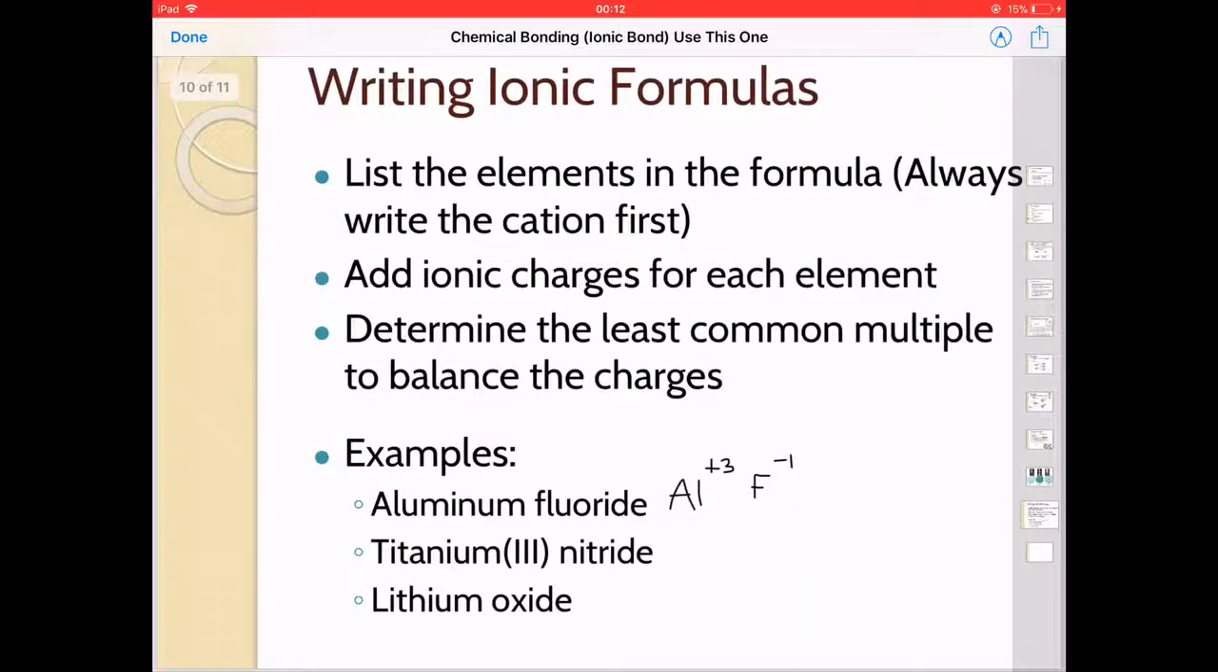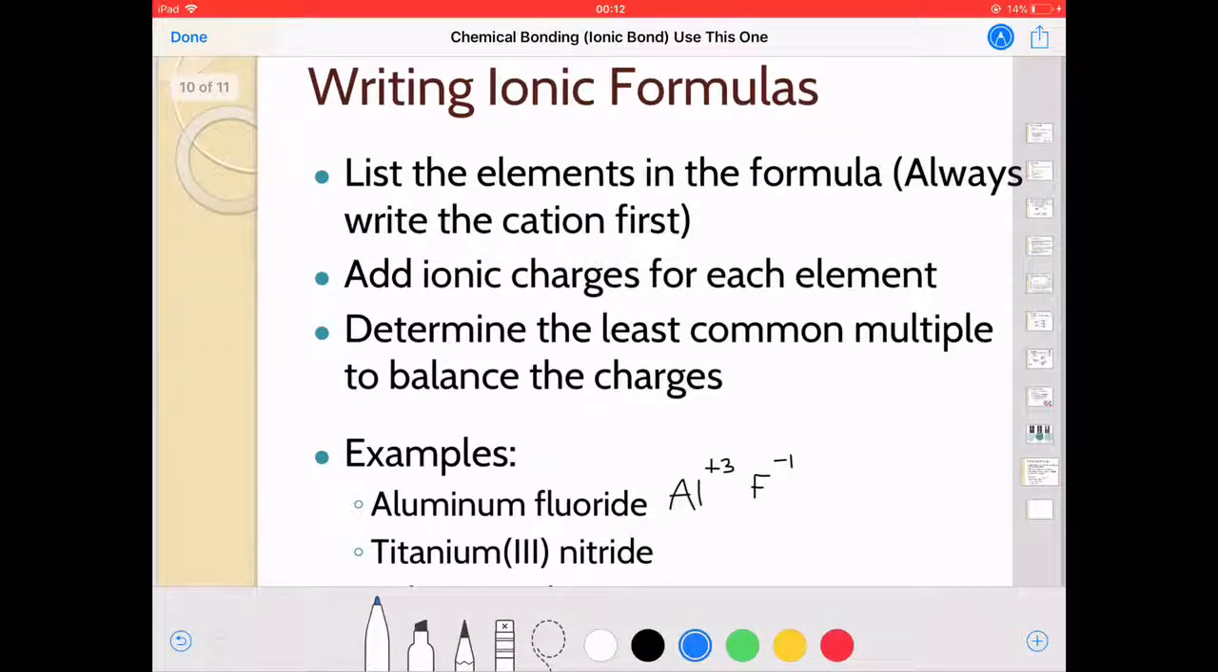The last thing I want to talk about is writing ionic formulas. We touched on this briefly with our examples, but this is a way to do it without actually having to draw out the entire compound. So you guys can see here at the bottom, first example is aluminum fluoride. Al is a +3 ion, fluorine is a -1 ion.